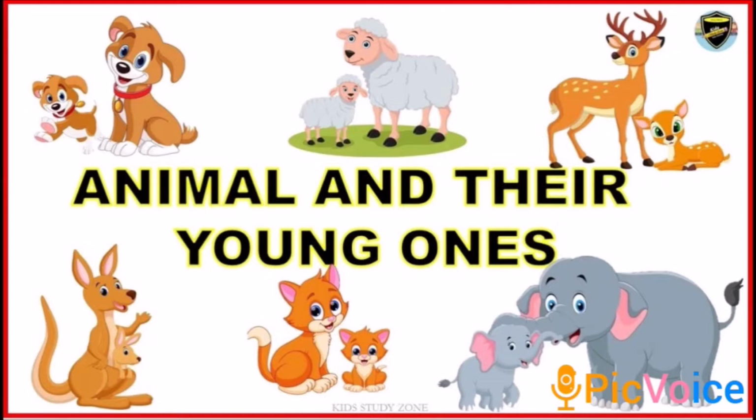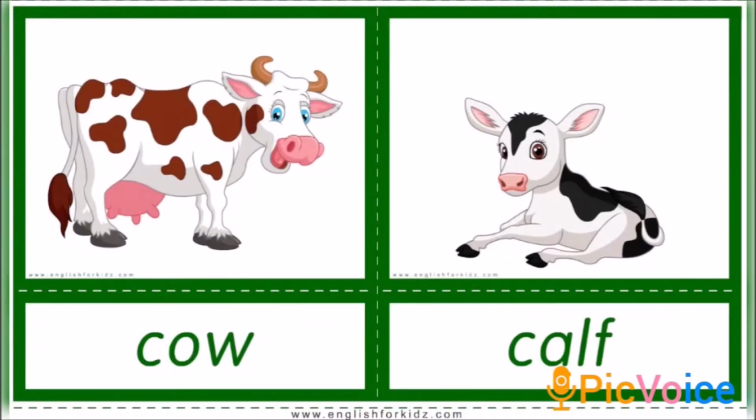Children, now we are going to see about animals and their young ones. We are going to see the names of animals and the names of their young ones. What is this animal's name? Cow. What is this young one's name? Calf. The parent animal's name is cow. The young animal's name is calf. So we call the parent animal cow, and the young one calf.